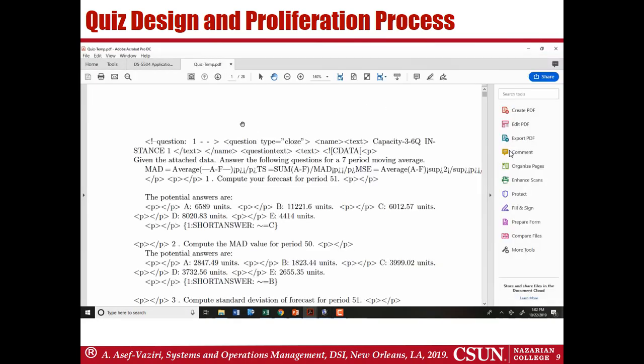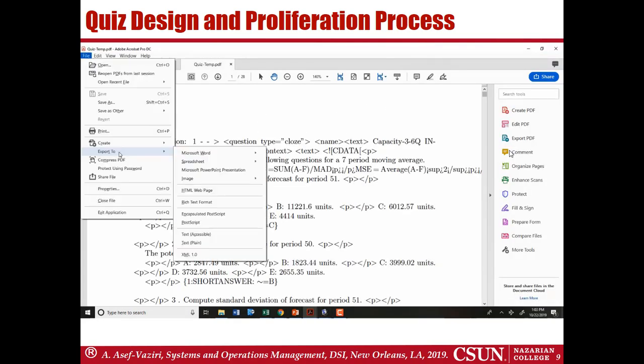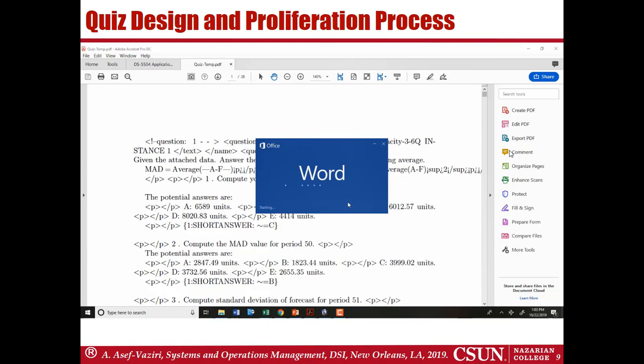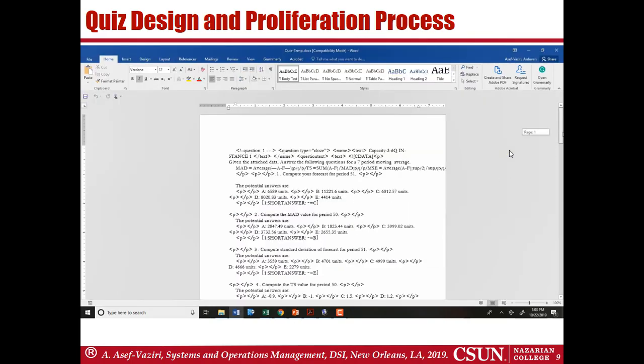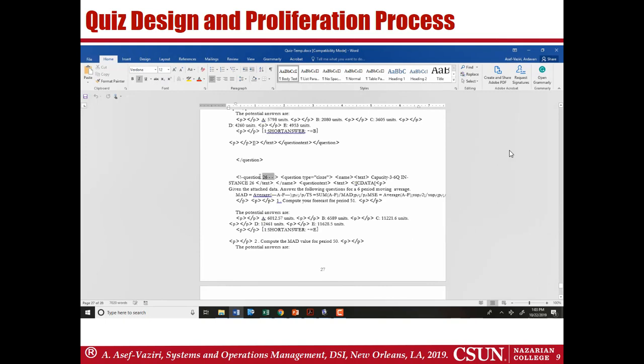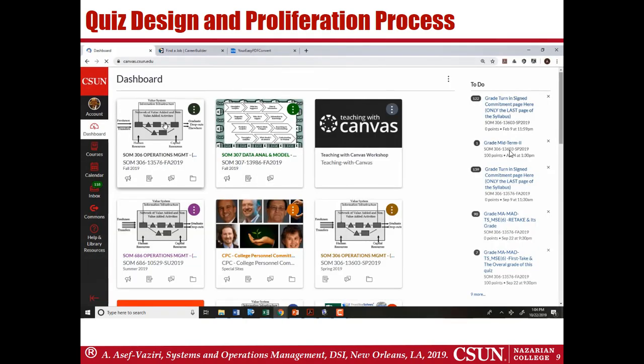Yes, a PDF is generated, and I export it to Word. And now I have this file. It contains 26 problems. So like this, a little strange things, but they are all understandable by Canvas.